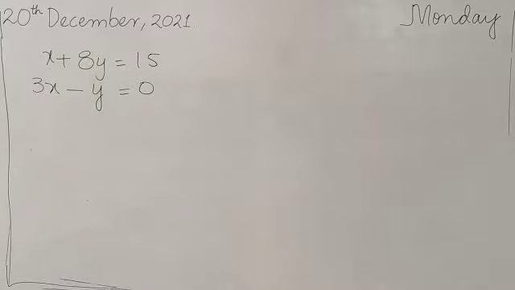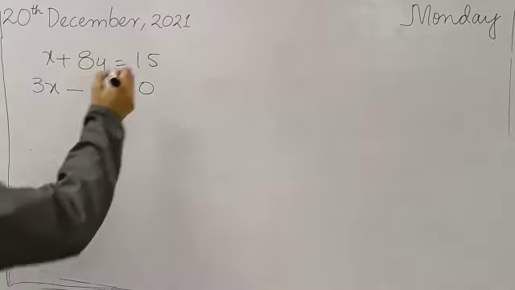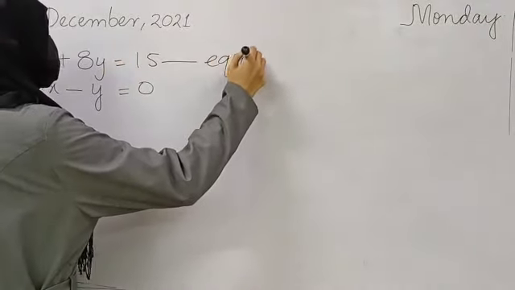Now in equation number 1, coefficient of x is 1 and in equation number 2, coefficient of x is 3. Similarly, in equation number 1, coefficient of y is 8 and in equation number 2, coefficient of y is minus 1. Now what will be the first step? First step is to equate the coefficients, make their coefficients same.